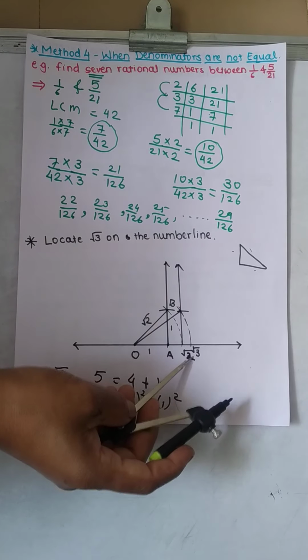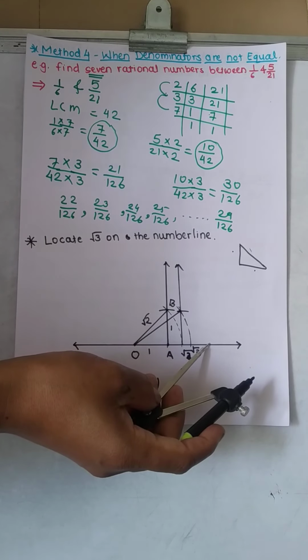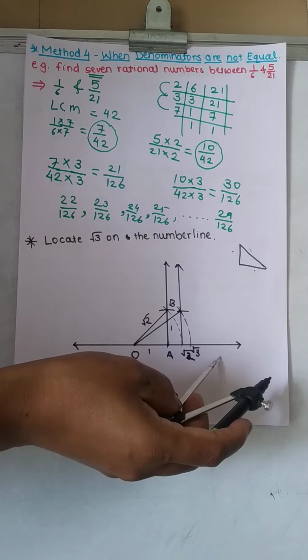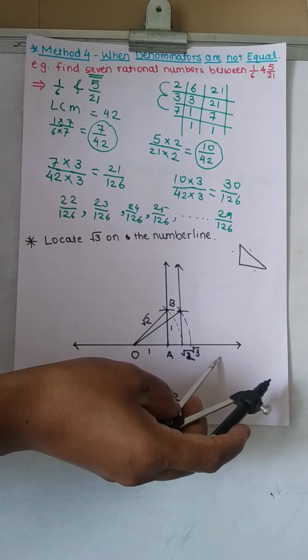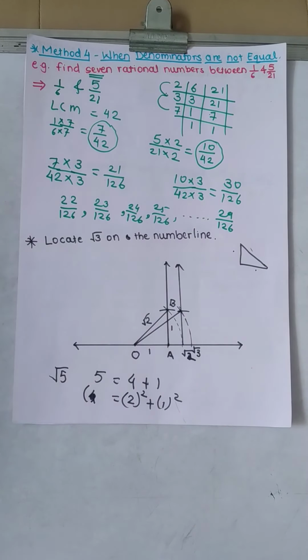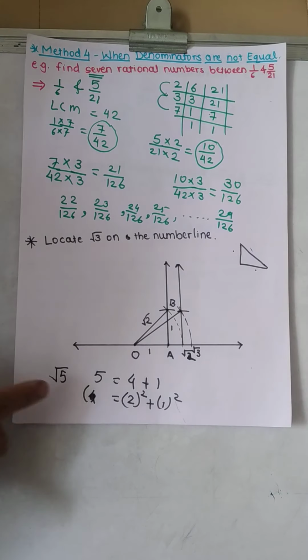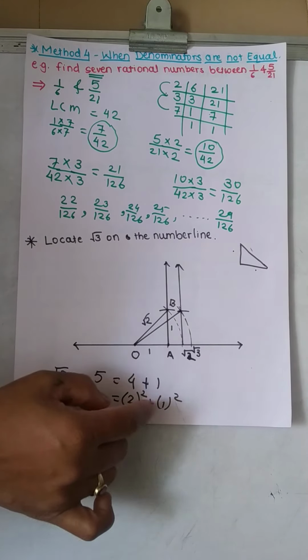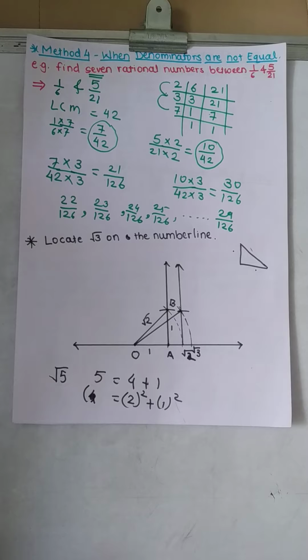Now after root 3 we will get root 4, that is 2. After that we will get root 5. Got it, this one? So likewise we can locate root 3 on the number line. Root 5 we can show, root 17 also we can show. So for bigger numbers, we can apply the Pythagoras theorem likewise.